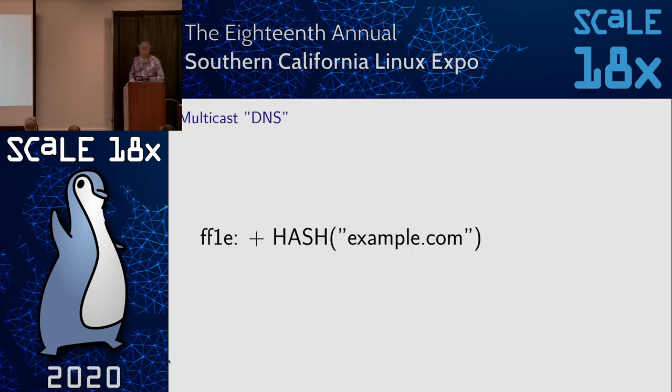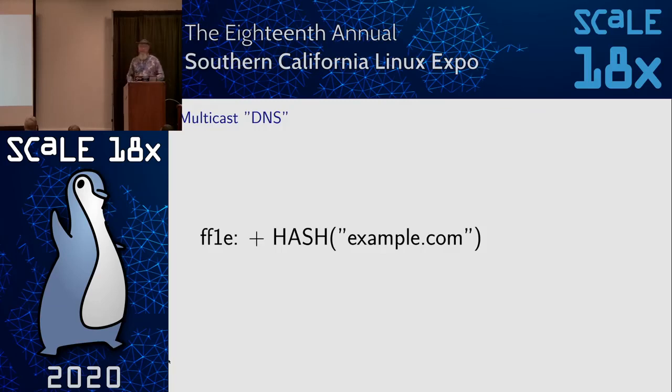So we can do things like this. Take a hash of whatever your domain is, squeeze out 112 bits, tack an FF1E on the front of it. You now have a global address, and there's been no central server consulted at any point. We've just got an RFC describing it. We can all agree on where example.com is. What's the need for DNS?